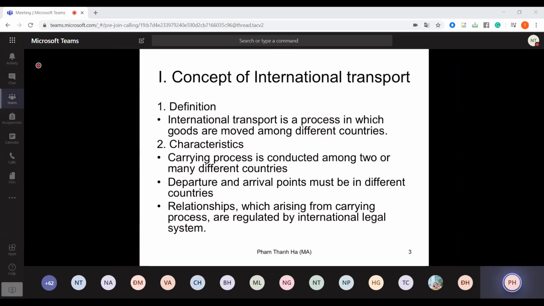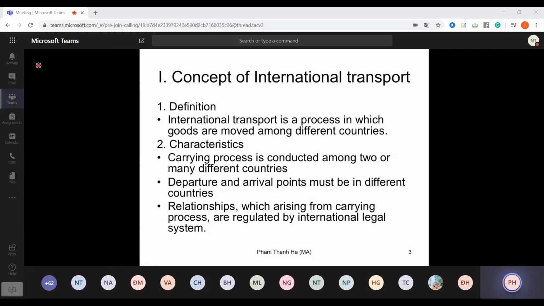So if we use international conventions, this is the international legal system with both of the two parties. But if we use either the Vietnamese law or the Singapore law, or even if the two parties agree to use another national law, it means at least we'll have an international feature to one of the two parties. So remember that. That's all about the characteristics of international transport.